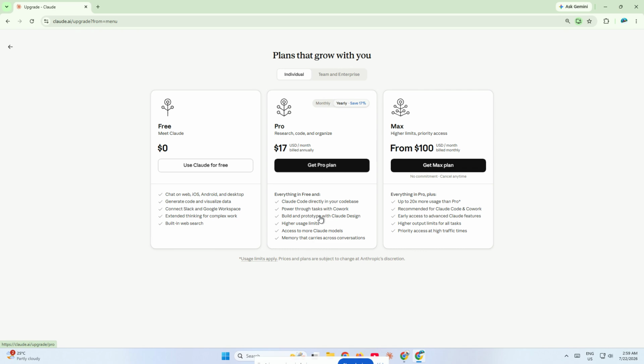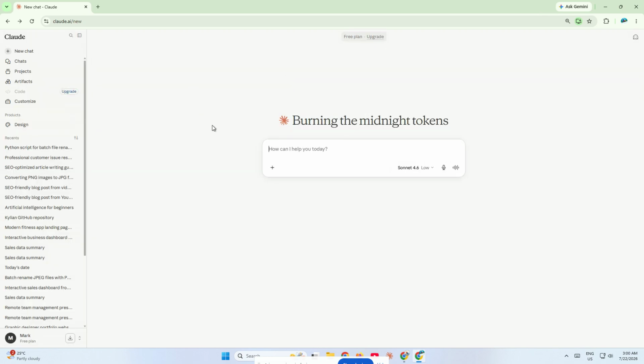A good tip is to pay attention to the reset message inside the app. Claude often gives you a rough idea of when your usage will become available again. That can help you plan your next session instead of guessing. Also, try to make your prompts more efficient. For example, combine related questions into one message, keep your instructions clear, and avoid sending unnecessary repeated prompts. That can help you stretch your usage further before hitting the limit.